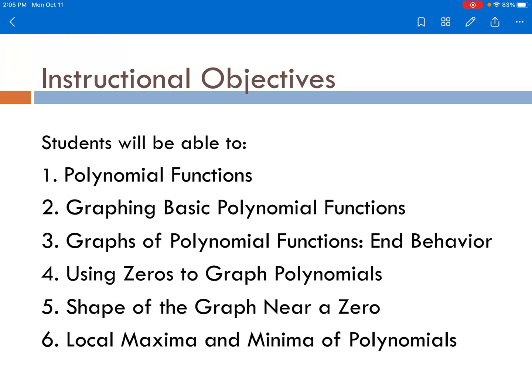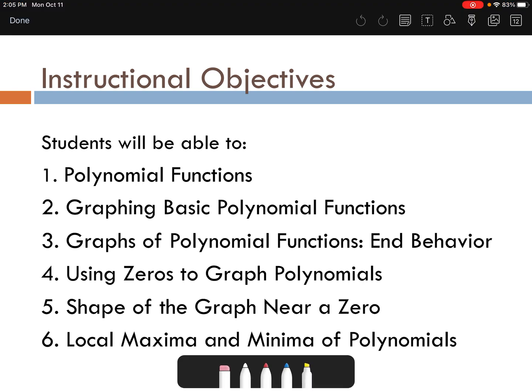Today's lesson is on polynomial functions, and this can get pretty involved, especially for those of you that have never seen anything like this before. So we're going to be looking at polynomial functions. We're going to graph them. We're going to talk about their ending behavior. We're going to use zeros to graph polynomials.